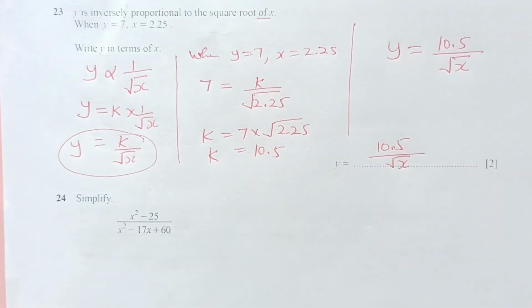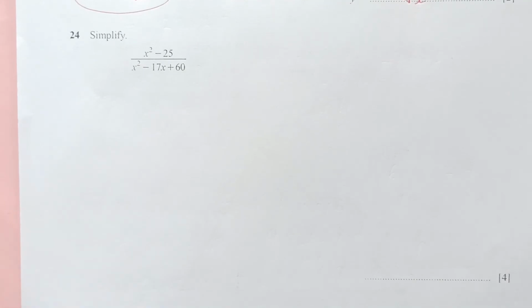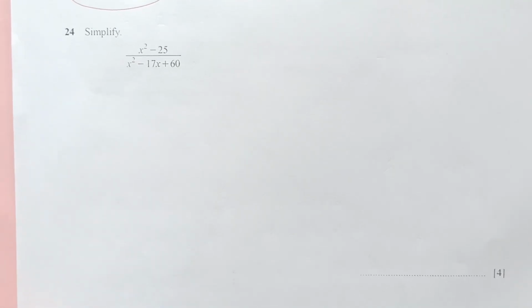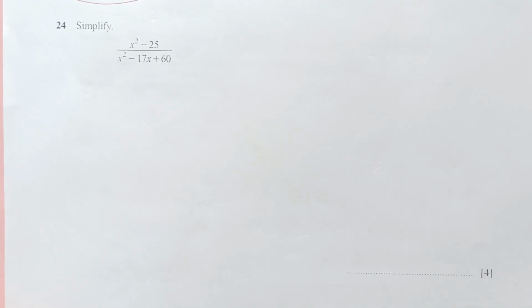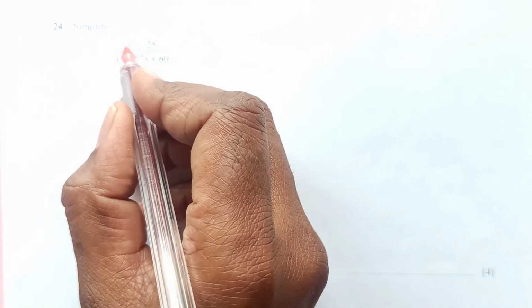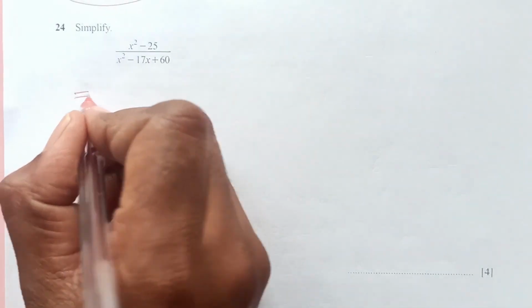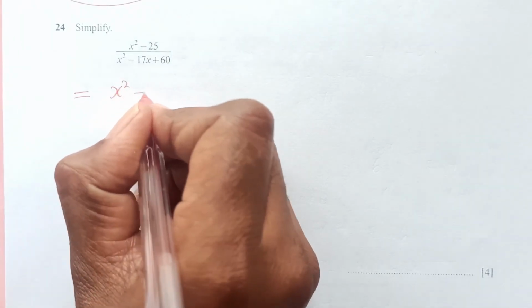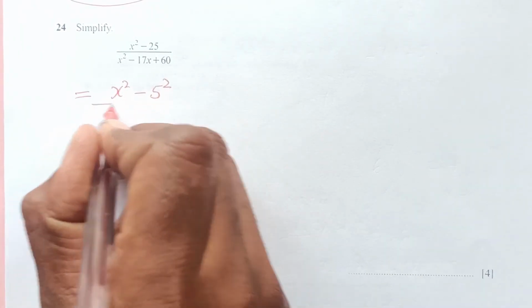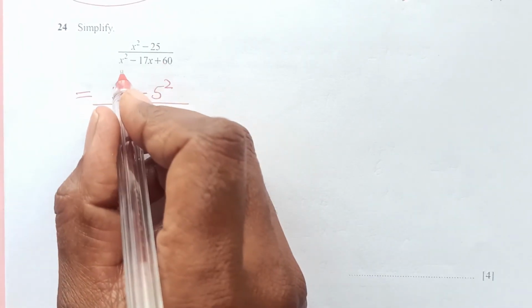Okay. Now number 24. Simplify. So you cannot remember that. Some of the students, they just cancel x squared. No, you can't do that because they are combined. So you need to make factors. So this can be written as x squared minus 5 squared, right? And we can make factors of this one.